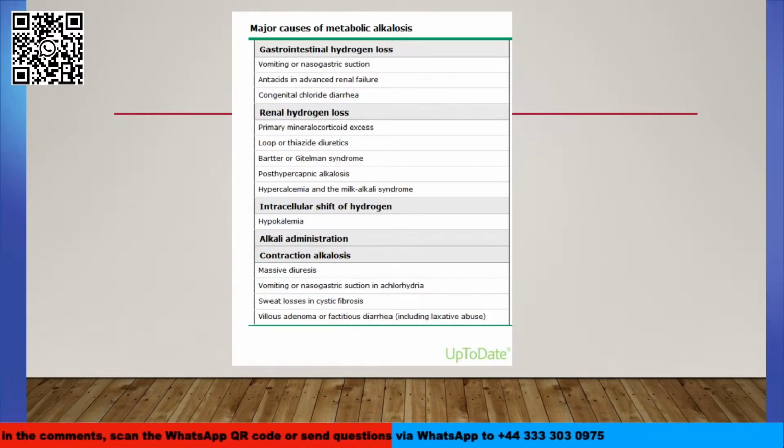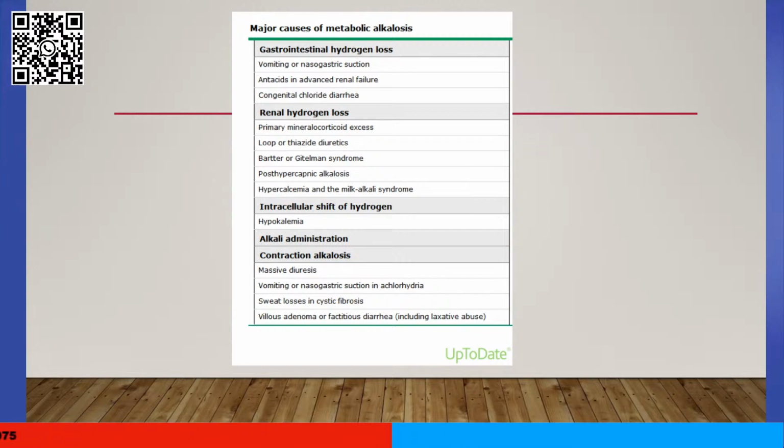So this is another busy slide, but it just demonstrates some of the major causes of metabolic alkalosis and gives you a bit of a framework to think about why your patient may be in this metabolic disturbance.